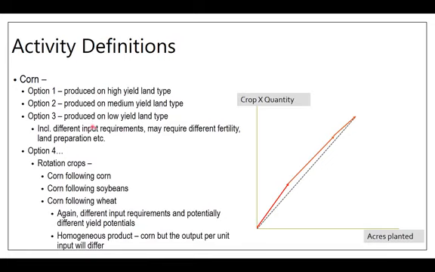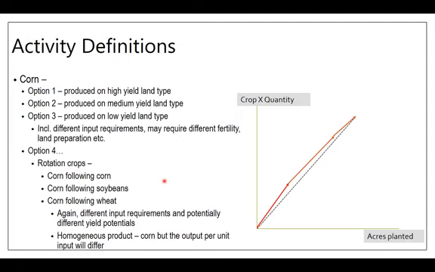And then we could come up with activities that think about whether there are different input requirements for planting corn on a high yield versus medium yield. Does it require different fertility, land preparation, hours of work? What other things? You could think about having a much more detailed model that gives you much more insight into the planning process.